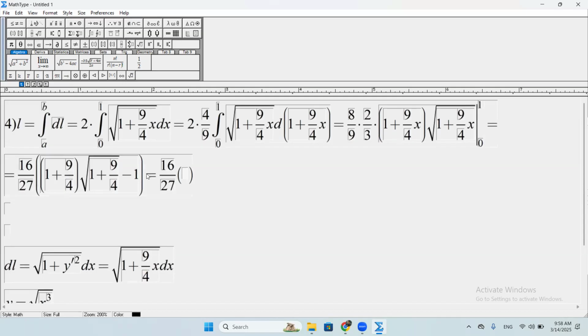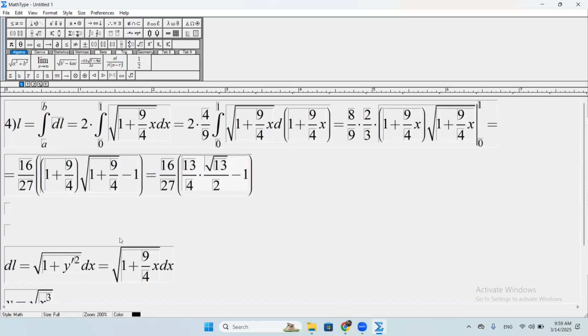So 13 over 4 by square root of 13 over 2 minus 1. So actually that's all we can calculate here. It is an irrational result, and we will leave it like this. Any questions about this exercise?